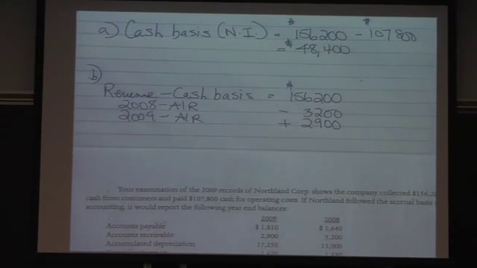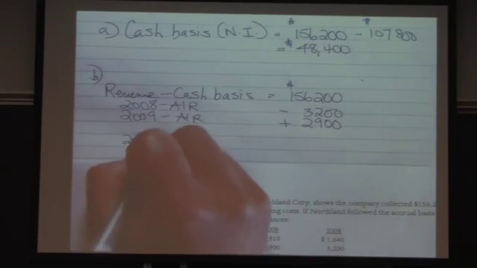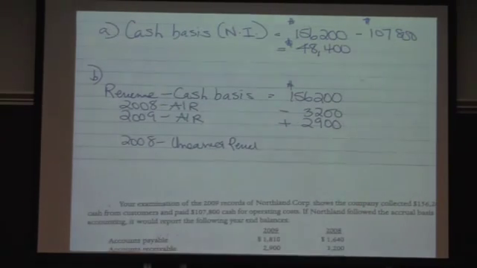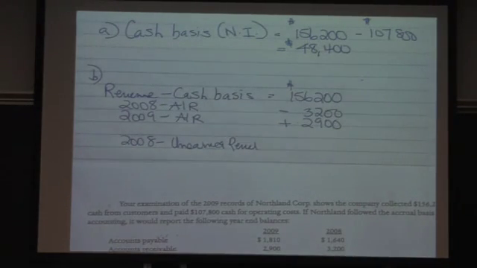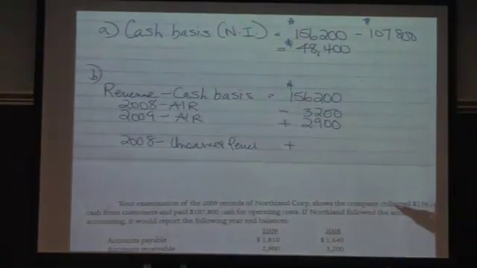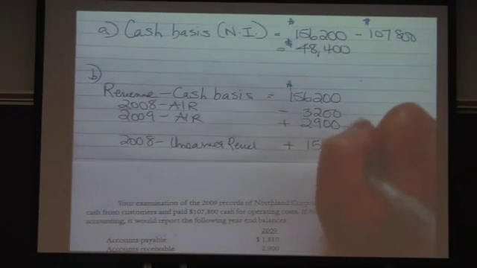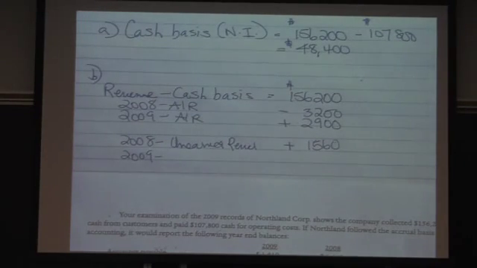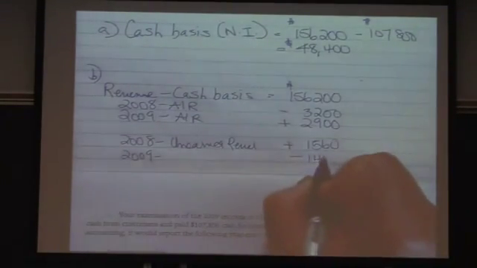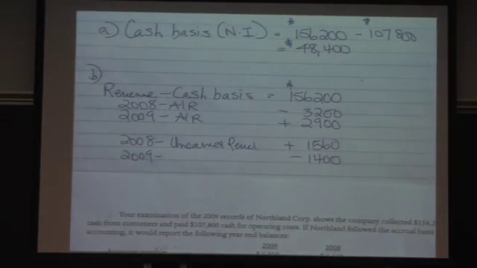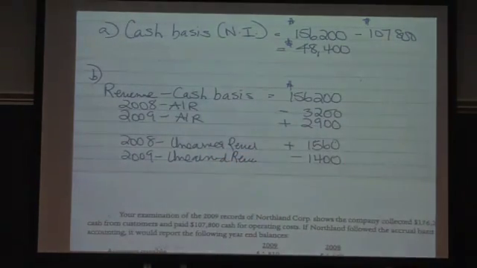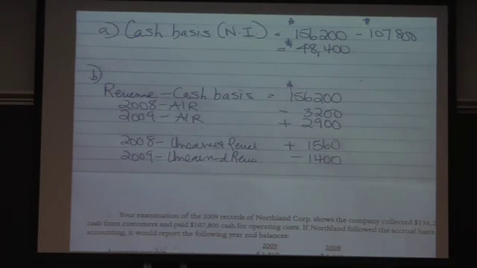2010. So here we're going to add the 2008 unearned revenue. Okay, and that would be $1,560. And we're going to deduct 2009 because that would have been cash received, okay, in 2009. So it would have been in this number, but it really pertains to revenue that the earnings process is completed in 2010.